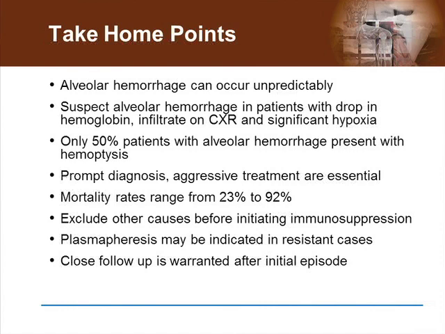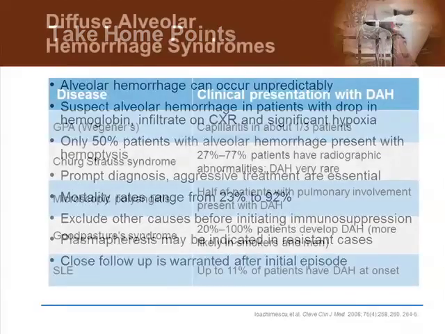It's important to exclude other causes before initiating immunosuppression because, again, primary systemic vasculitis is not the only cause for this complication. In patients who are started on standard of care immunosuppression but do not respond, plasmapheresis may have to be added to the treatment regimen. And most importantly, close follow-up is warranted after the initial episode because recurrences can happen.